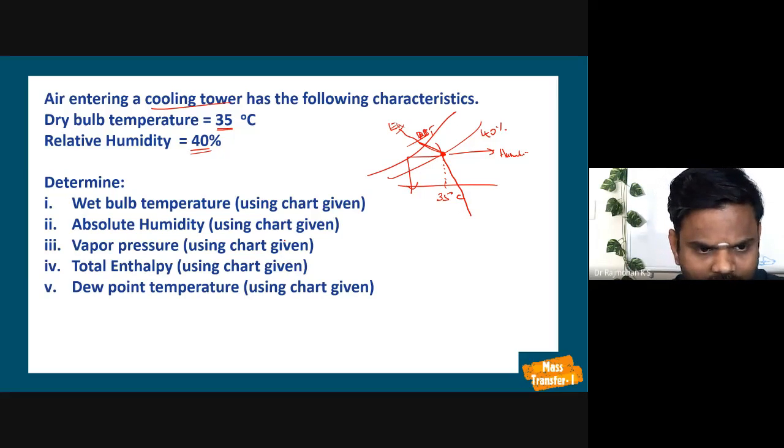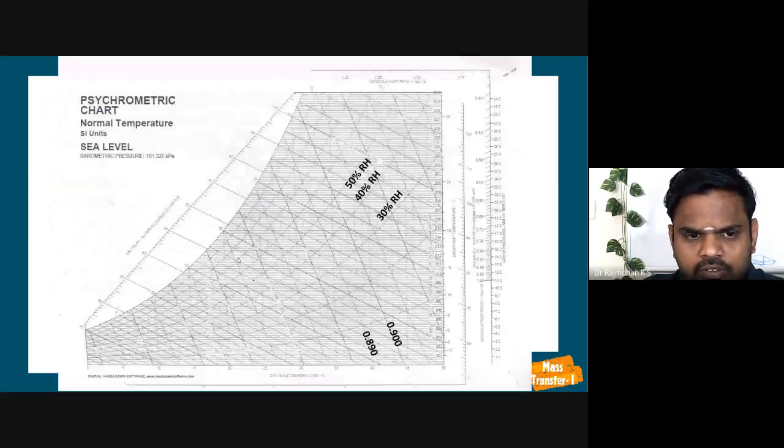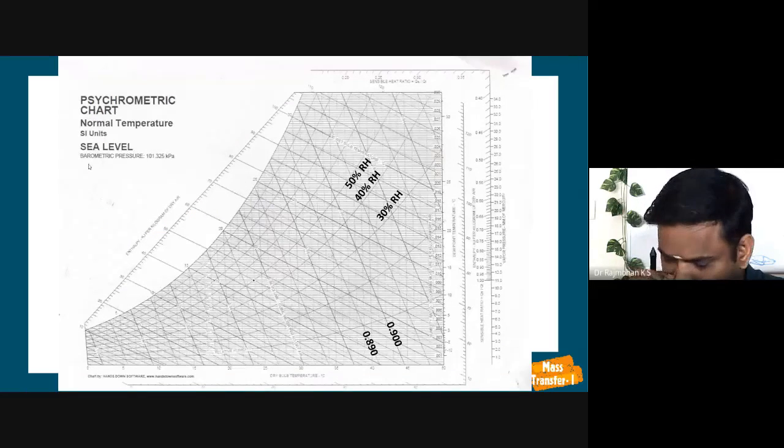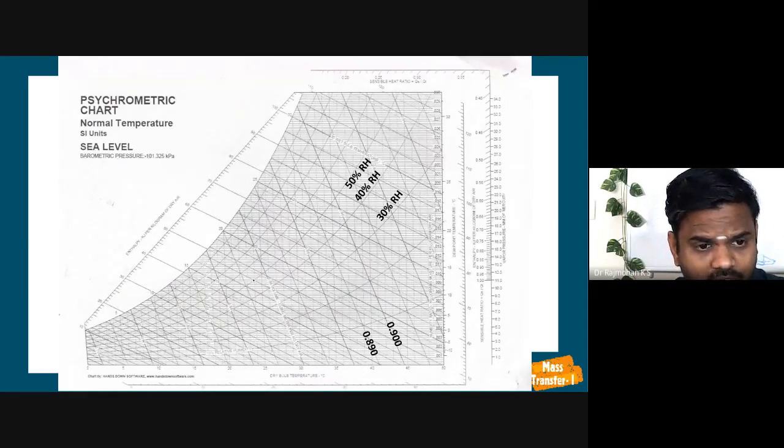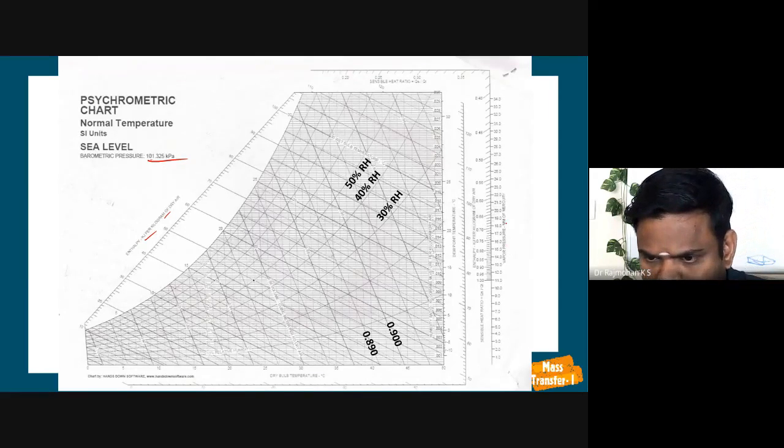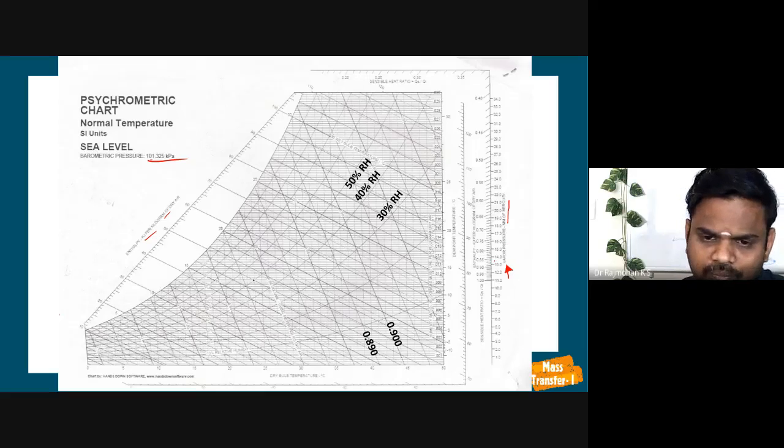So what is asked? Determine the wet bulb temperature, absolute humidity, vapor pressure, total enthalpy, and dew point temperature. Different psychrometric charts are available in the resources, so you have to check the units in which they are mentioned. Some will mention atmospheric pressure in bar, here it is in kilopascal. Each one will mention its appropriate units. Here you can see vapor pressure also. That is the difference between the previous lecture and this lecture. Here we are going to determine the vapor pressure also using the psychrometric chart.